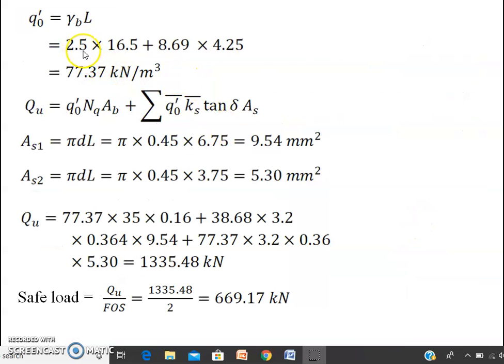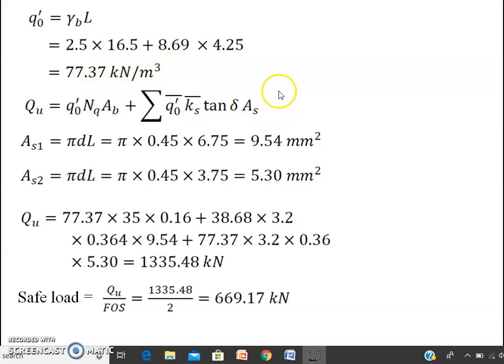It can be worked out as 2.5 into 16.5, the dry unit weight of the soil multiplied by 2.5, where it is free from the water table. After that I am going to use gamma bulk, which includes the saturated state of the soil, 8.69 multiplied by 4.25, the remaining depth up to 6.75, because beyond this the pressure is going to remain constant. So at the level of 6.75 the net pressure comes to be 17.37 kilonewton per meter square.